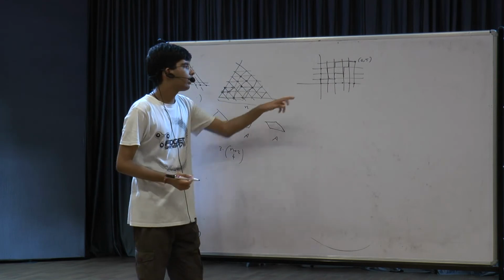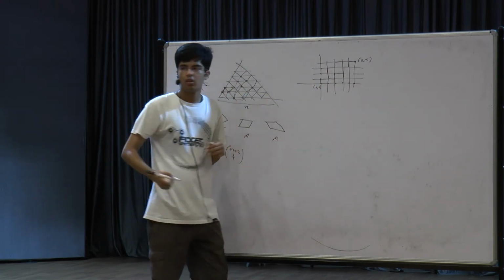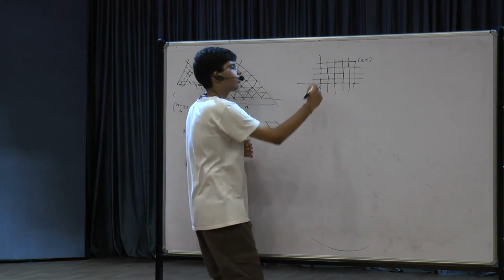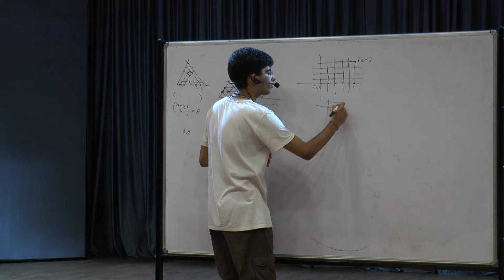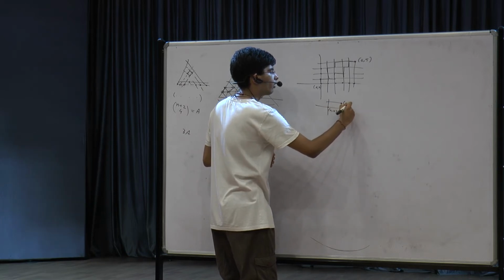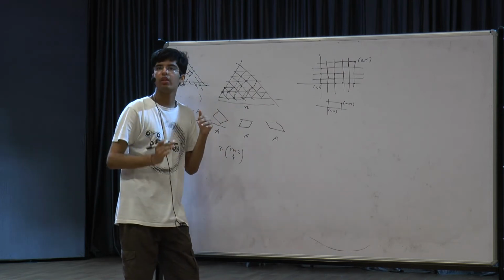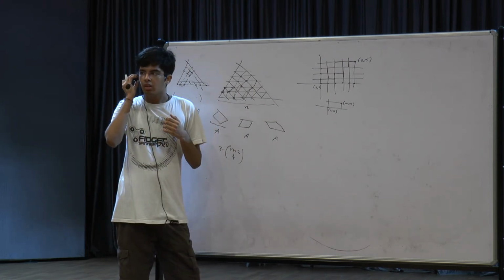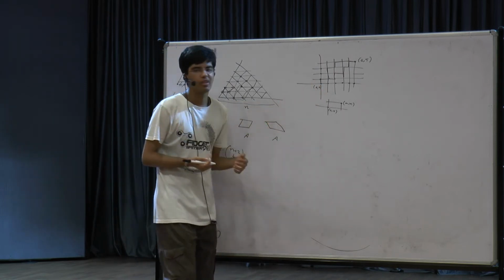So the goal is to find the number of paths from 0, 0 to this point. So in general, instead of 6, 5, let's talk about m, n. So the goal is to find the number of paths from 0, 0 to m, n going either right or up. You can try playing with this because this is an interesting problem.